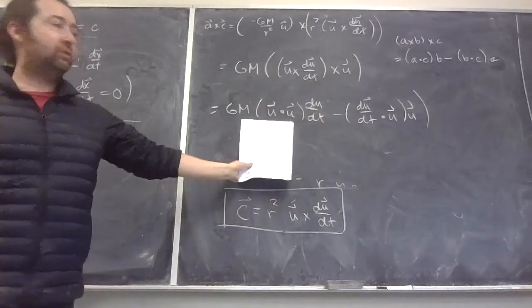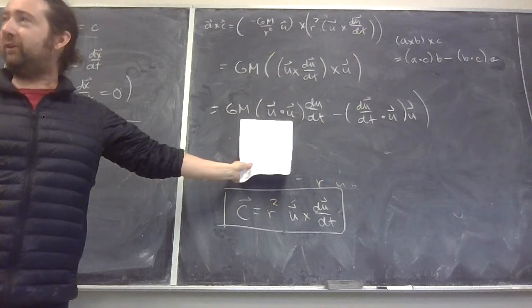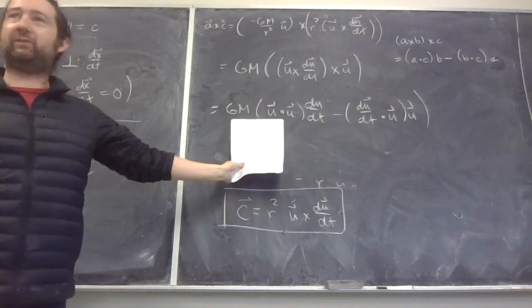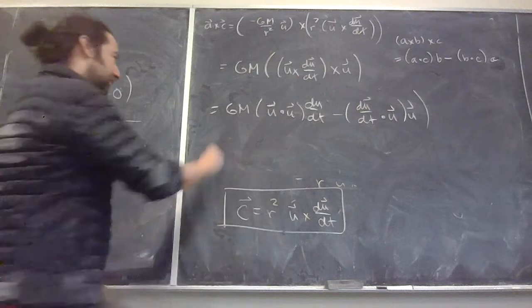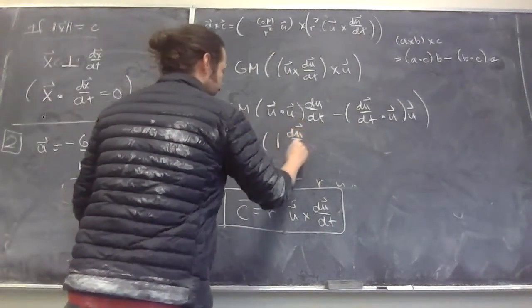How long is the vector U? It's presumed to be a unit vector. That's why I called it U, right? What's the dot product of a unit vector with itself? 1. So this is GM times 1 dU/dt.